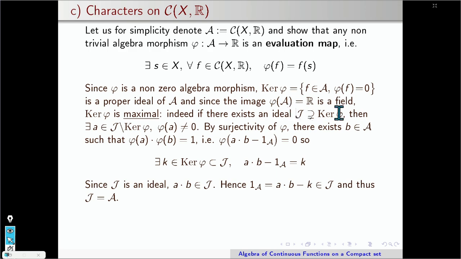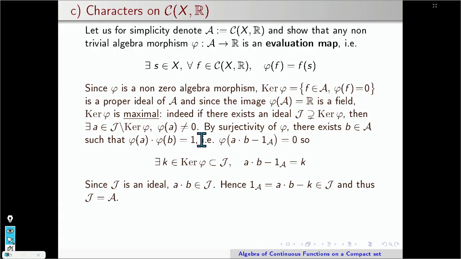If J strictly contains the kernel, there will exist an element that is not in the kernel. If A is not in the kernel, phi of A is not 0. So this is a real number that is different from 0, so it admits an inverse. And because phi is surjective, this inverse, we can write it in the form phi of something.